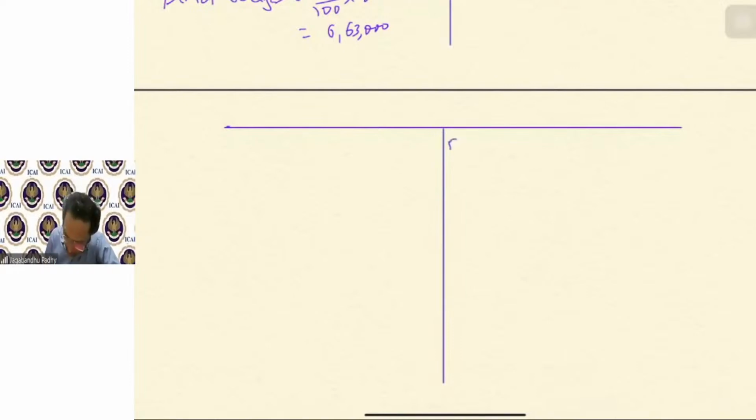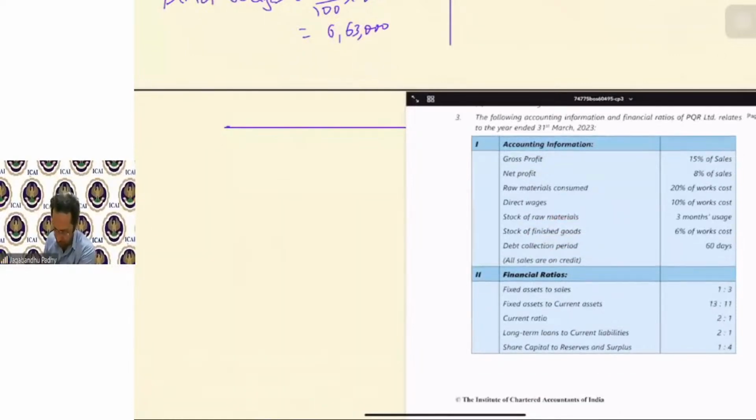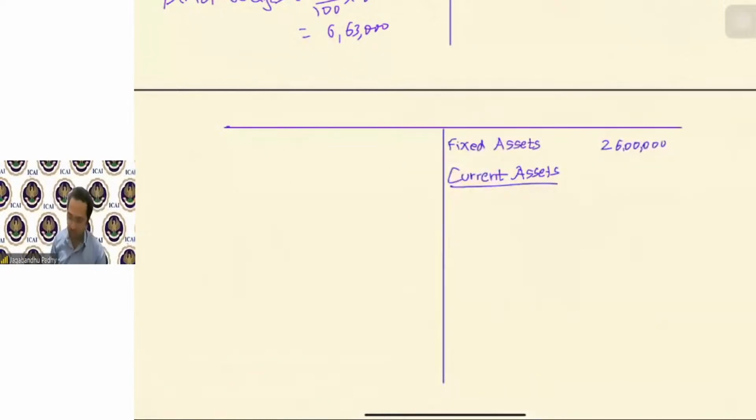First, we'll talk of fixed assets. Okay. Fixed assets is given in the question, right? 26 lakh, that's given. Then we will be having some set of current assets. Now, what all current assets are we really going to have? We just need to look at the balance sheet. In current assets, we'll have stock of raw materials, stock of finished goods. We'll have debtors, and there's some current ratio. Obviously, the company needs to have some amount of cash balances.